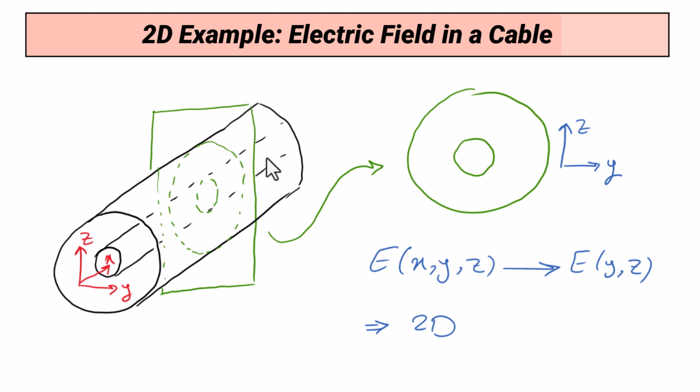Here is a cross section of the cable. We have an inner circle and an outer circle. The inner one has the voltage V1 and the outer one is normally grounded. So the electric field between these two cylinders varies only along the Z and Y direction. It does not depend on the x-axis. Therefore, if you choose any cross-section along the cable length, the electric field remains the same. So we do not have X in the electric field, and this can be represented as a 2D problem.